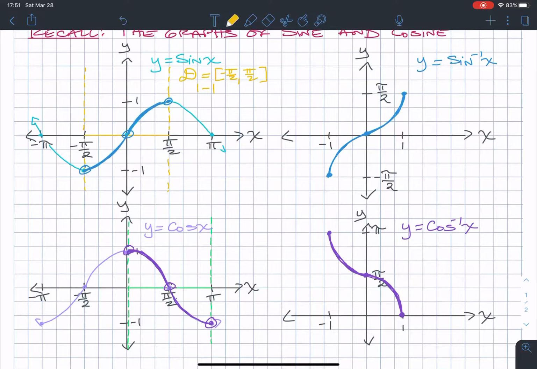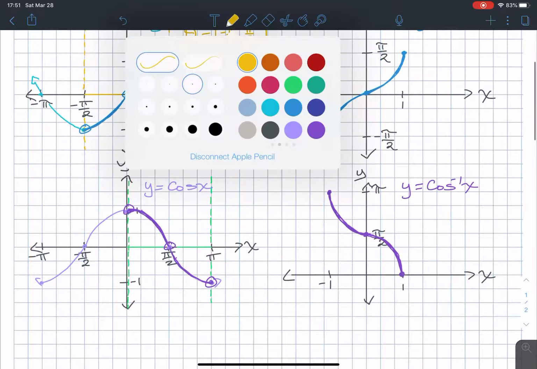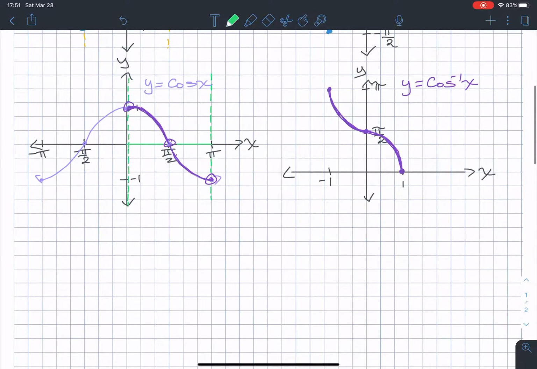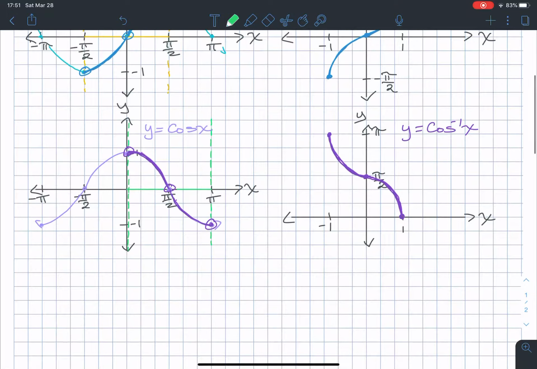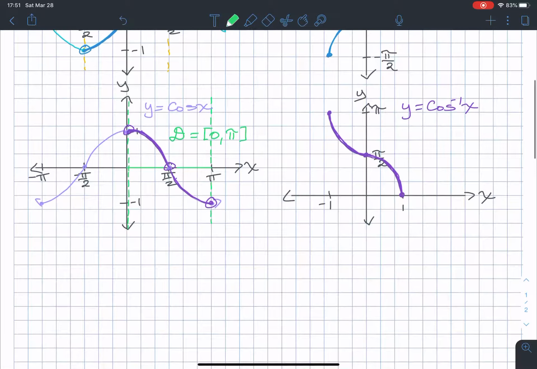What else do I want to do? The domain for cosine. Okay, so the domain for cosine. Did I put it beneath? Yeah, I did. So the domain for cosine is going to be from 0 to pi. The restricted domain, that is. And that's where it'll be 1-to-1.